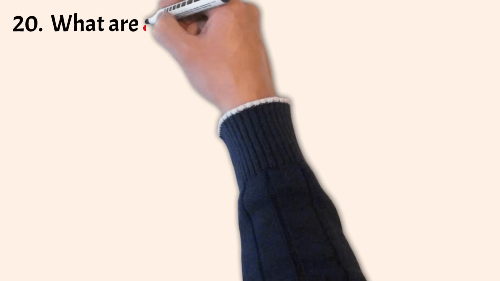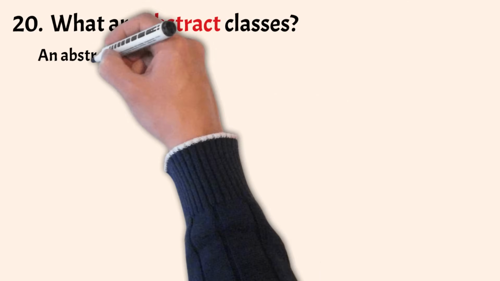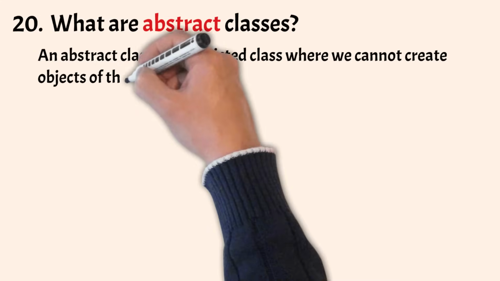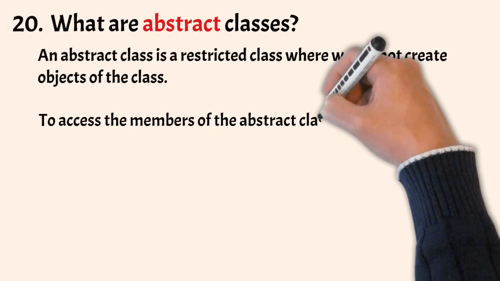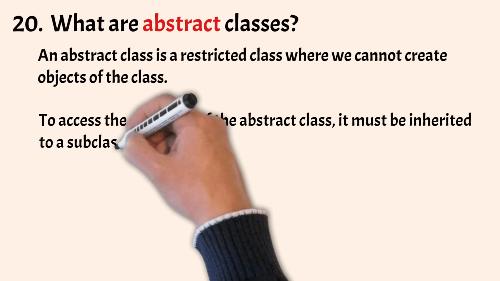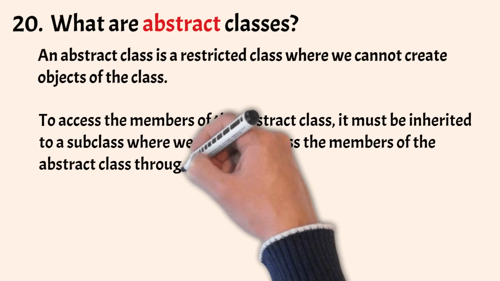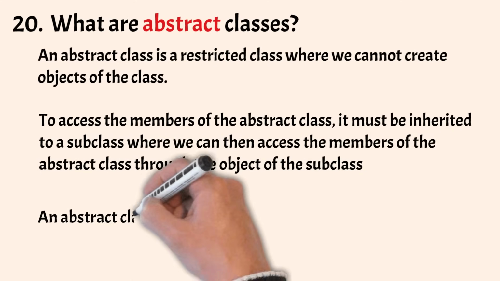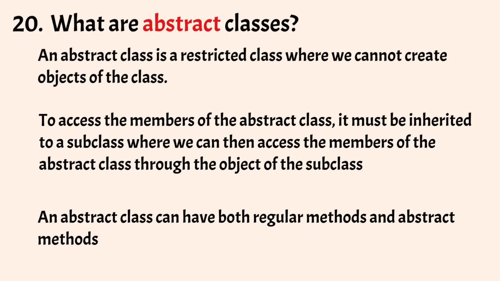Now coming to the last question in this series, what is an abstract class? An abstract class is a restricted class where we cannot create objects of the class. To access the members of the abstract class, it must be inherited by a subclass, where we can then access the members of the abstract class through the object of the subclass. An abstract class can have both regular methods and abstract methods without a body.